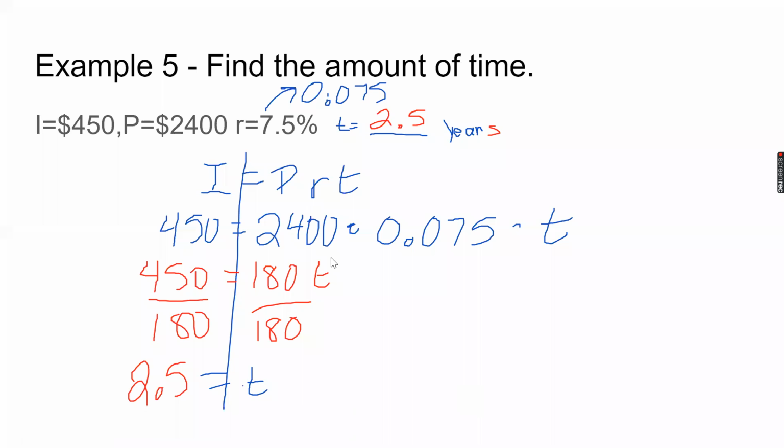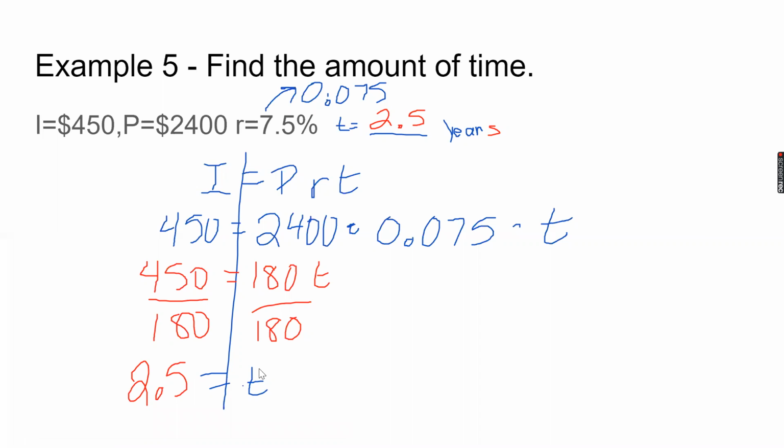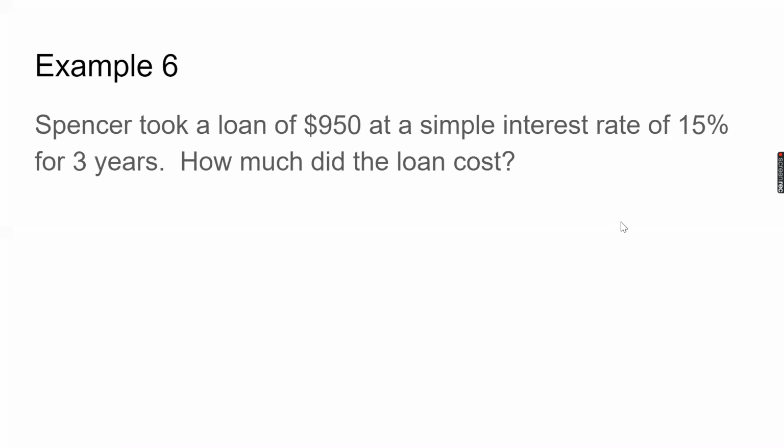Hopefully you have your answer now. You should have ended up with 2.5 years, and this is my explanation on why. This is the last problem we're going to do together, and then you'll have time to work on your homework. So example 6 is going to be a word problem. Spencer took out a loan of $950 at a simple interest rate of 15% for 3 years. How much did the loan cost?